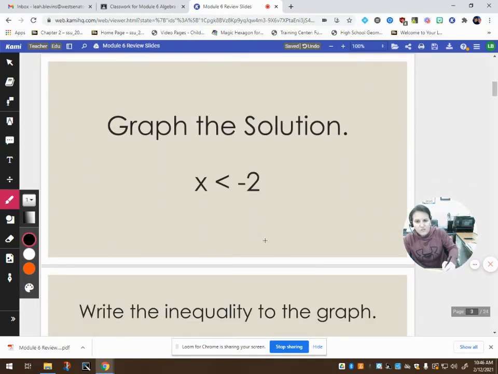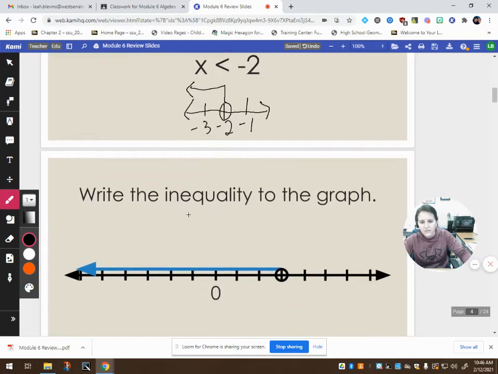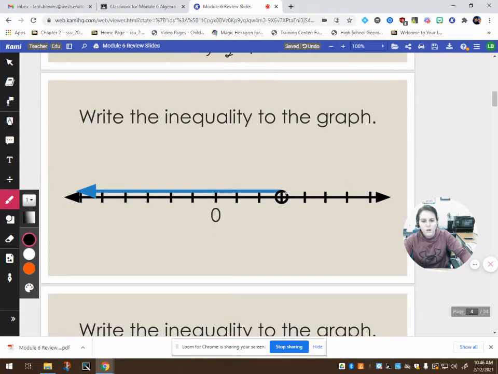Here it says graph the solution of x is less than -2. Again, I'm going to go -3, -2, -1. Open circle because we're not including, and we're looking for all the values less than -2, so we point to the left. Now we need to write an inequality representing this.